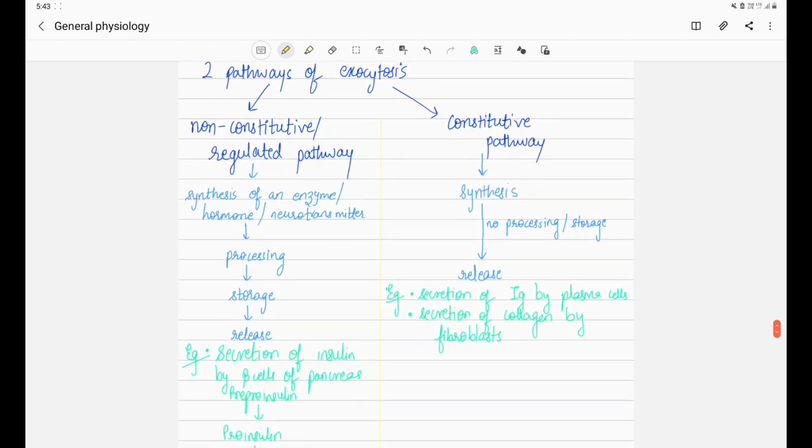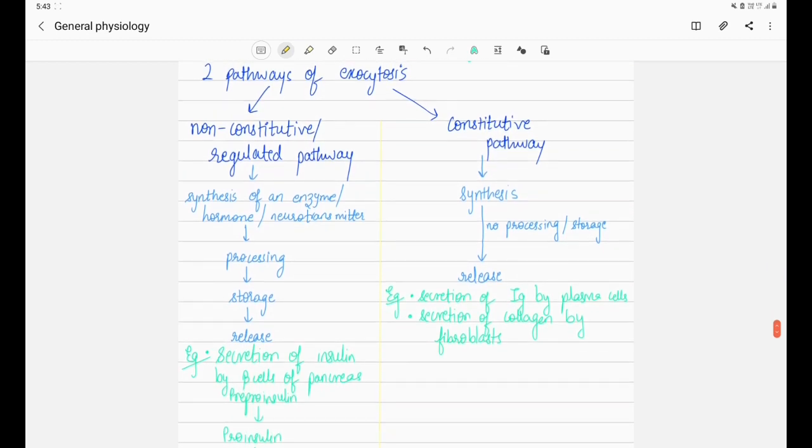Now there are two pathways of exocytosis. One is the non-constitutive or regulated pathway and the other is the constitutive pathway. What's the difference? Now you know that there is synthesis of enzyme, hormone and neurotransmitter, and then there's a release. That's the normal thing about exocytosis. But in the regulated pathway, there is processing and storage, whereas in the constitutive pathway, there is no processing and storage.